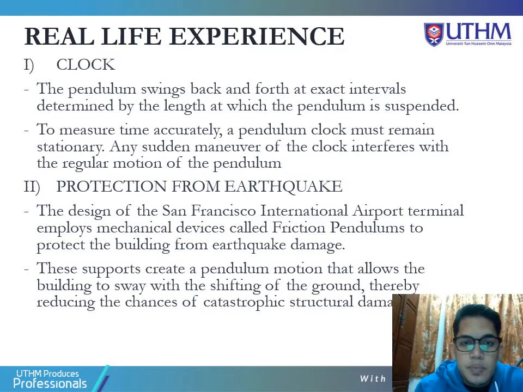The second one is protection from earthquakes. The design of the San Francisco International Airport terminal employs mechanical devices called friction pendulums to protect the building from earthquake damage. This protection support creates a pendulum motion that allows the building to sway with the shifting of the ground, thereby reducing the chance of catastrophic structural damage.